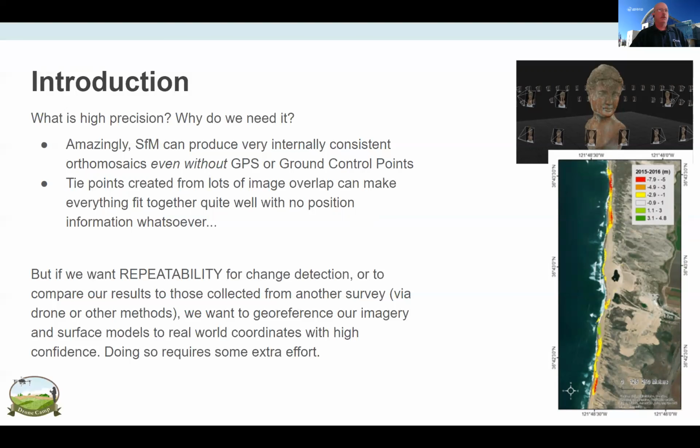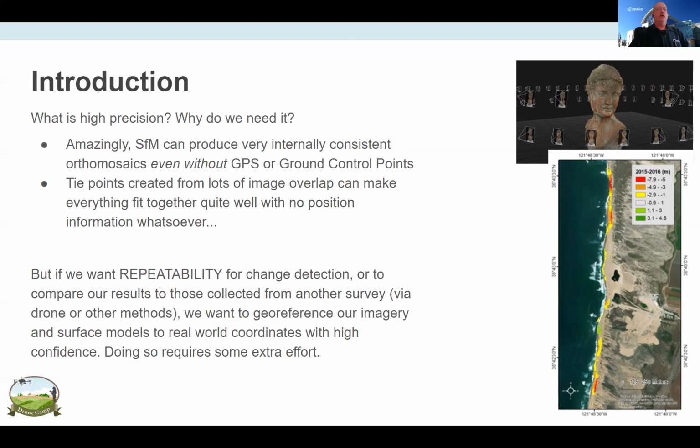And in a lot of cases, what we want is repeatability. And we want to be able to go out and potentially detect change. And so if we're going to need to compare maps that were made now to maps that were made, say, a year ago or at some other time, and detect whether things have changed, we need to have high confidence that any movement or change that we see is not due to uncertainty in our models, but is due to real change. So one of the main reasons we want high precision is to detect change.